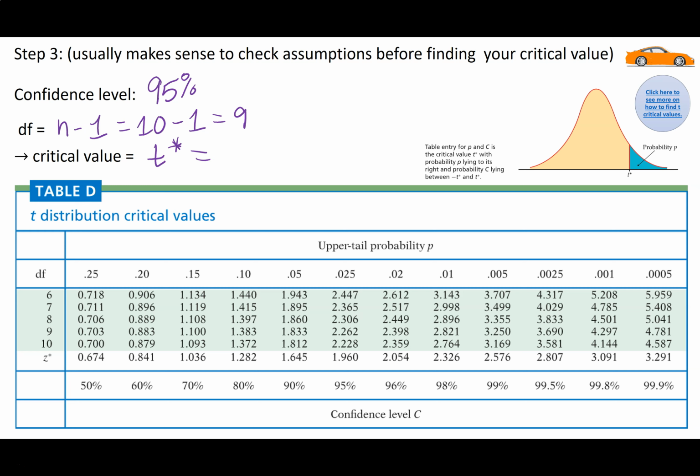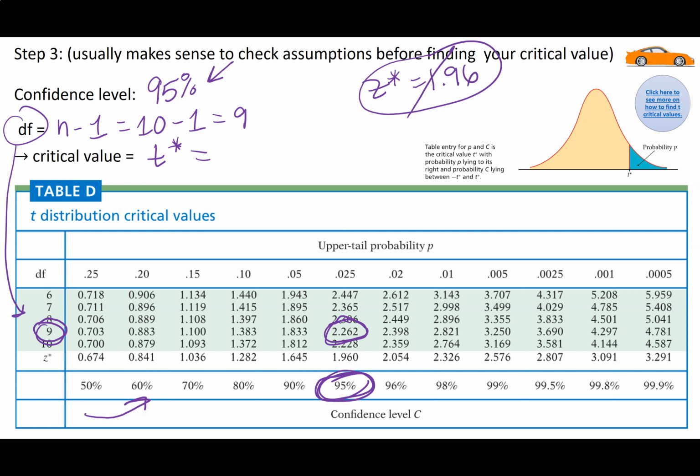Degrees of freedom right here tells me which row I need. So I need the 9 row. My confidence level tells me which column I need. Look at the bottom of the table here. I want a 95% confidence interval, so I want 95 here. Where they line up, right here, that is my critical value. So z-star would have been 1.96. We cannot use that here because we don't know sigma.